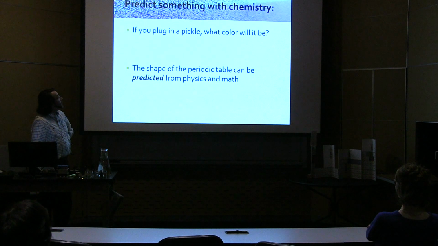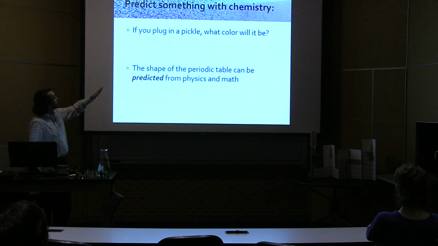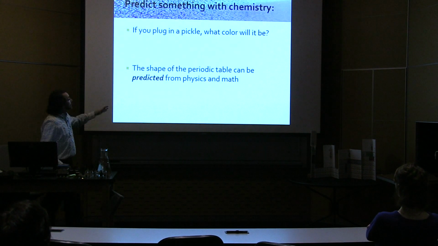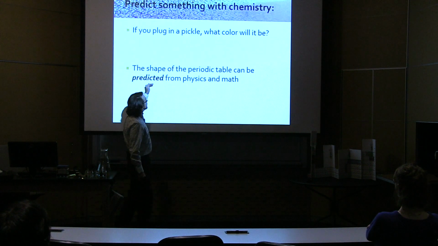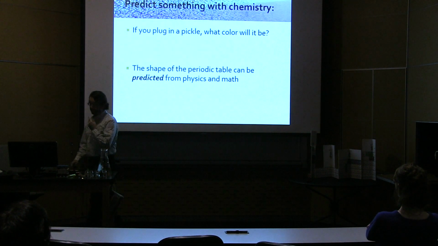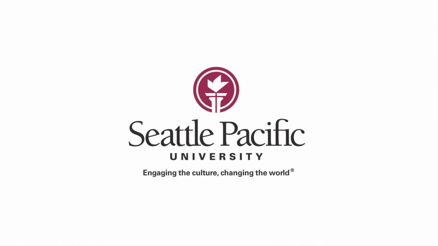So it's predictable because the chemical in the pickle determines its color. And the shape of the periodic table is predictable from the physics and math behind it. And that gives us a periodic table.